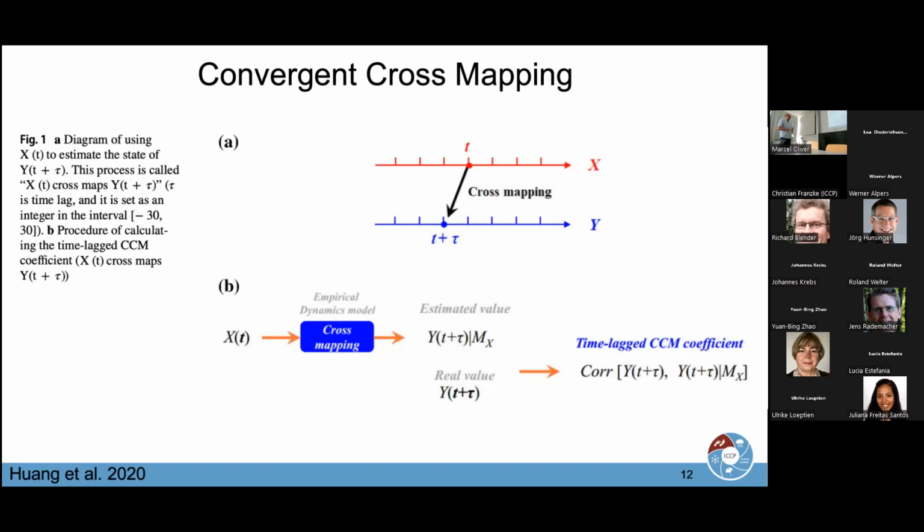So we have here our observation time series, then we would do this cross mapping, this phase-based reconstruction. This method is called empirical dynamics model, which basically does this. So we will have our estimated value, then we can see how close this is to the observed or to the real value. And then we can compute time lags, the CCM coefficients, with the correlation measure.